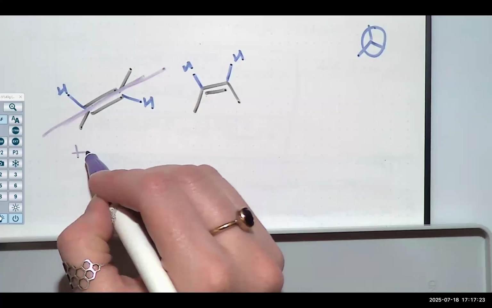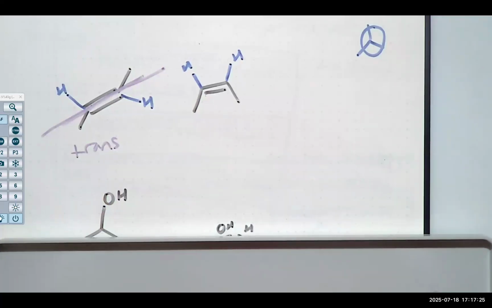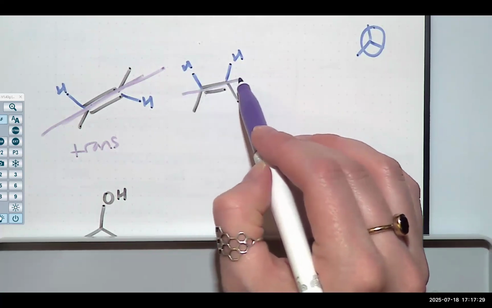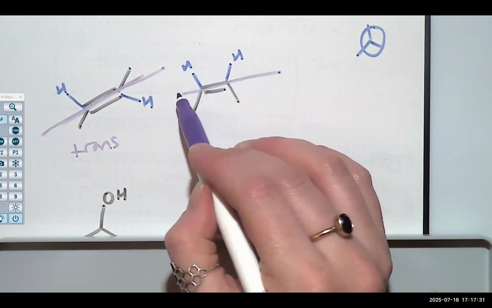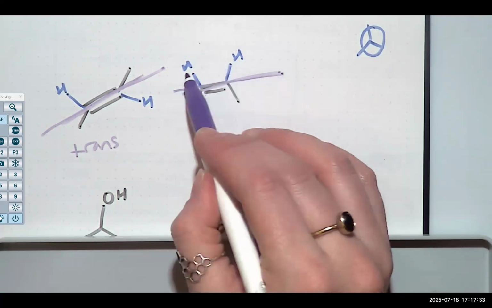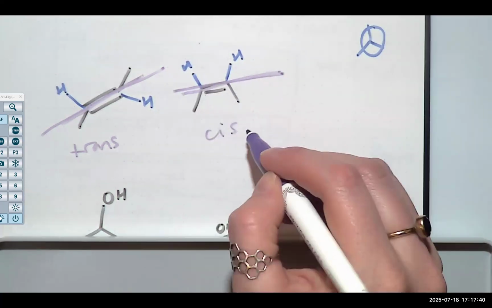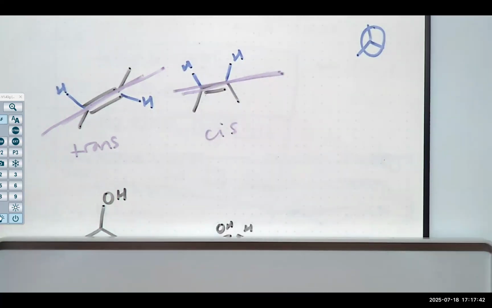That is trans isomers. Now again, we have our hydrogens drawn in here, and I'm going to draw a purple line right through the double bond, right parallel with it. And now we look and our hydrogens are on the same side of that purple line. They're both on top of it, so that is cis. So that's how we identify cis-trans isomers.